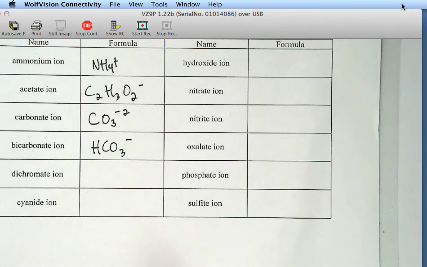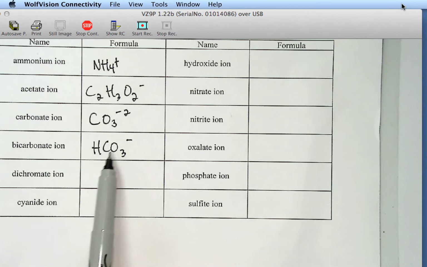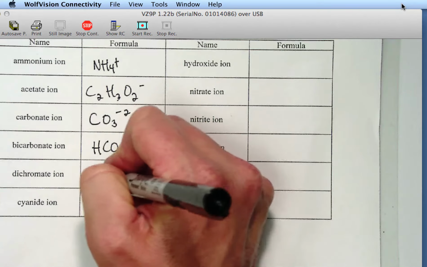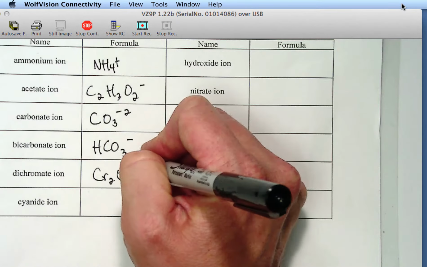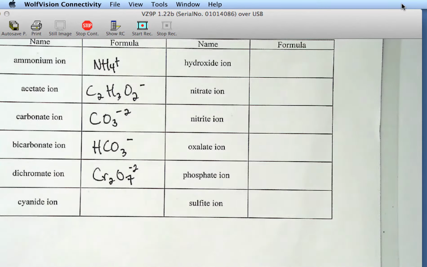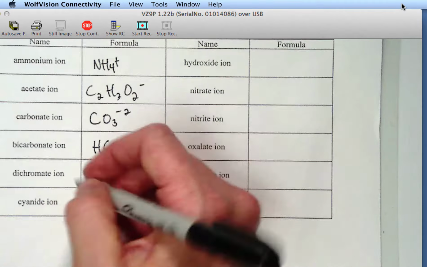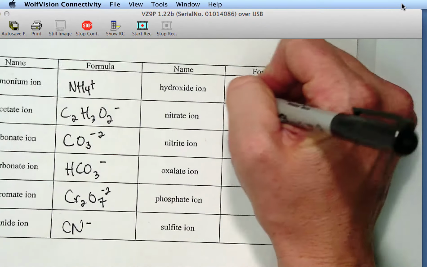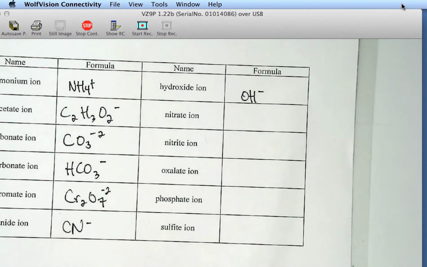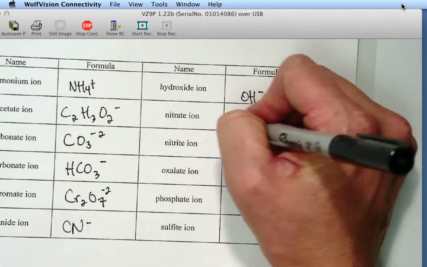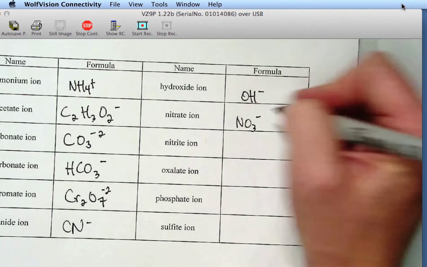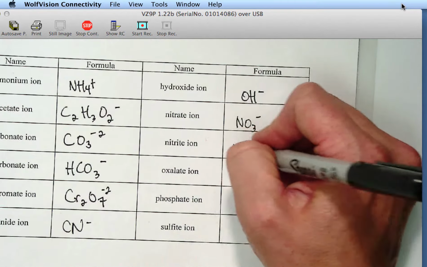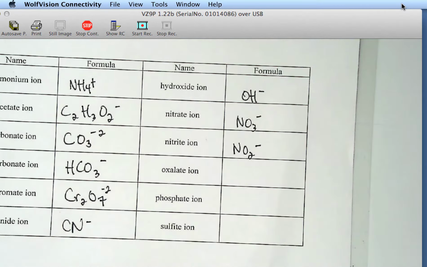So, bicarbonate, HCO3 minus. What about dichromate ion? Cr2O7 -2. Cyanide ion? CN minus. Hydroxide ion? OH negative. Nitrate ion? Nitrite? NO2. Oxalate?